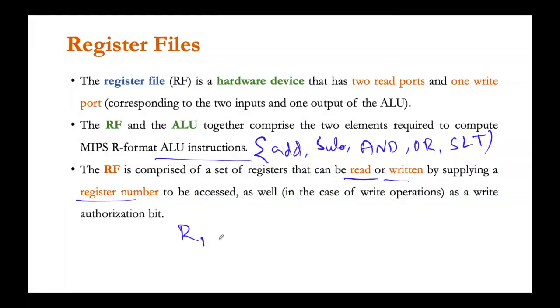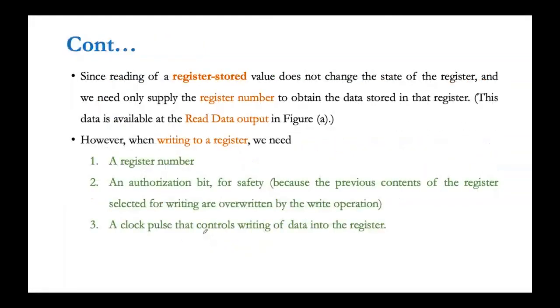So that is what we supplied: R1, your R2 and R3 register numbers for read and write operations. From R2 and R3, the read operation happens. For R1, the write operation is happening. Right? In this, the register's stored value does not change state until the output comes from the ALU and is stored into your register.